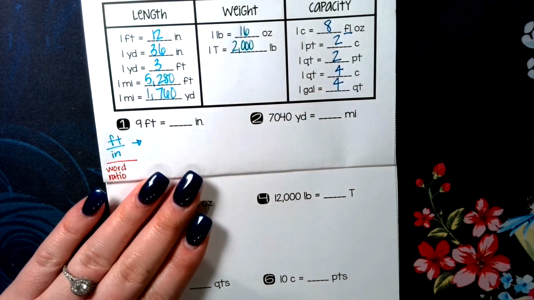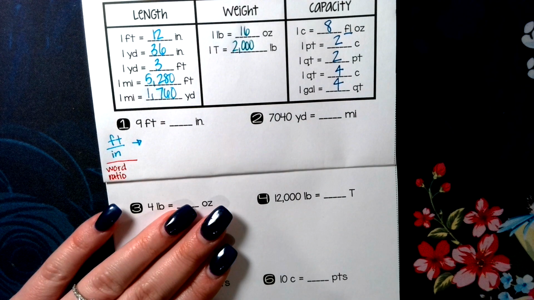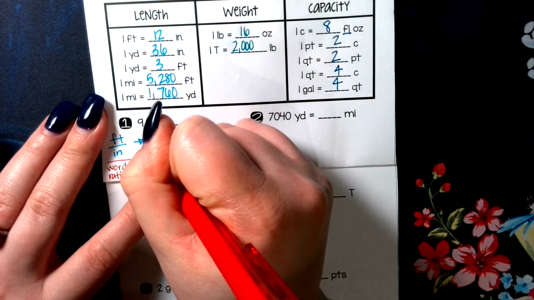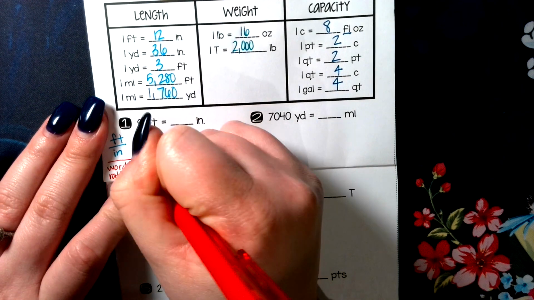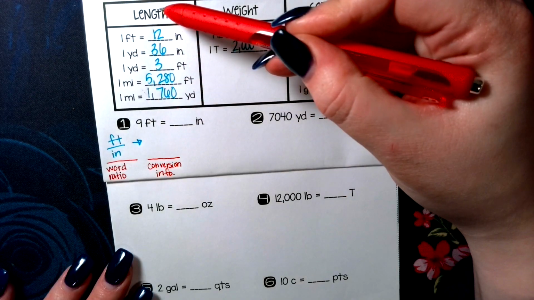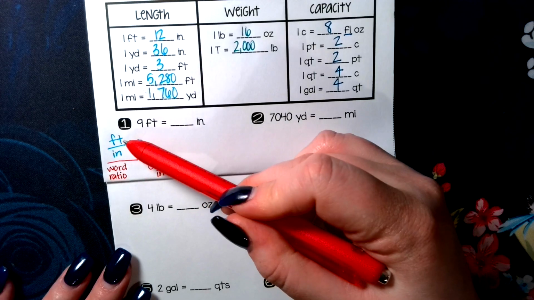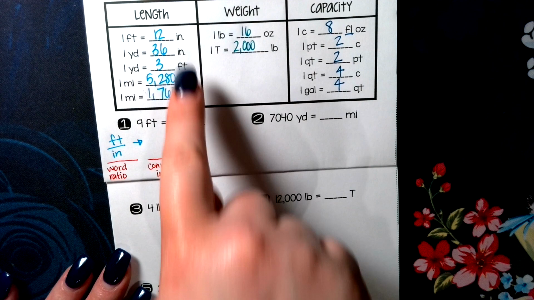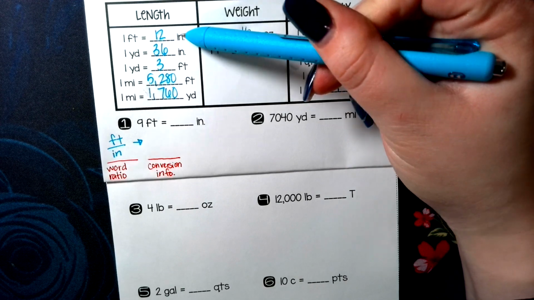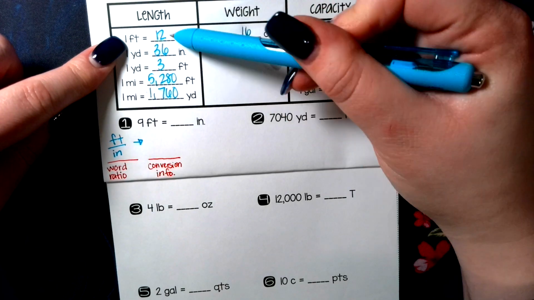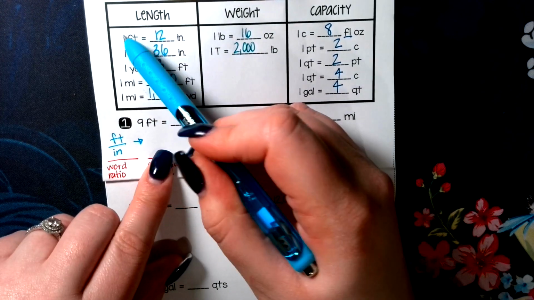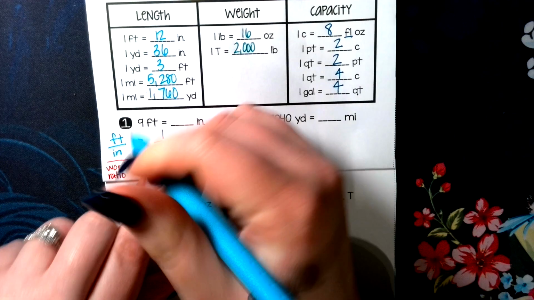So after we have our word ratio, then we want to fill in the information from the conversion. We want the conversion information that we know from the chart. So I need to know the conversion between feet and inches. Where is that on here? Up top, it tells me that 1 foot is equal to 12 inches. So I need to fill in those numbers here. The foot is on top, so 1 foot is equal to 12 inches.